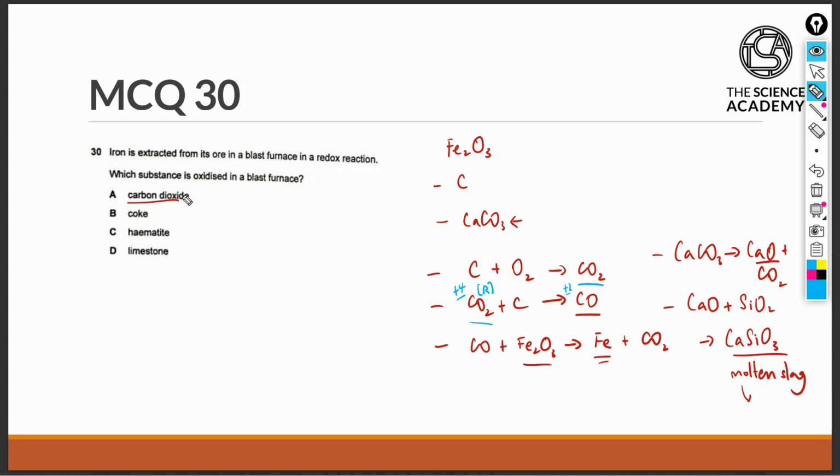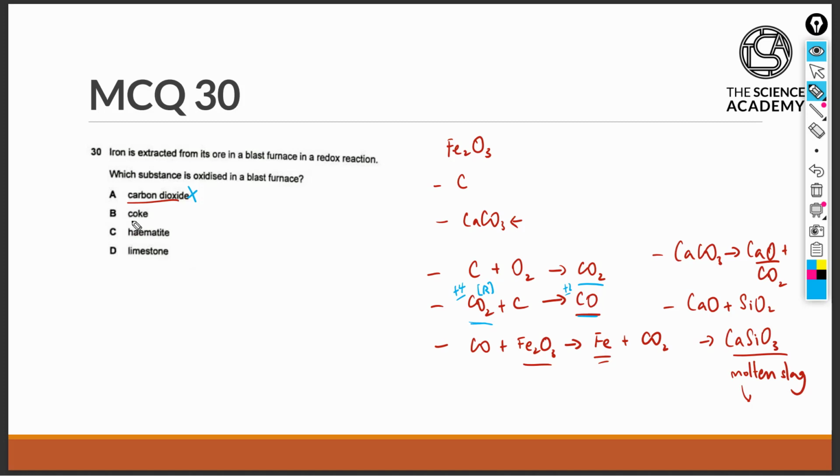So it is incorrect to say that carbon dioxide is oxidized in the blast furnace. A simple way to look at it is to see that carbon dioxide has actually lost oxygen, specifically one atom of oxygen, in this process, and hence it is reduced.